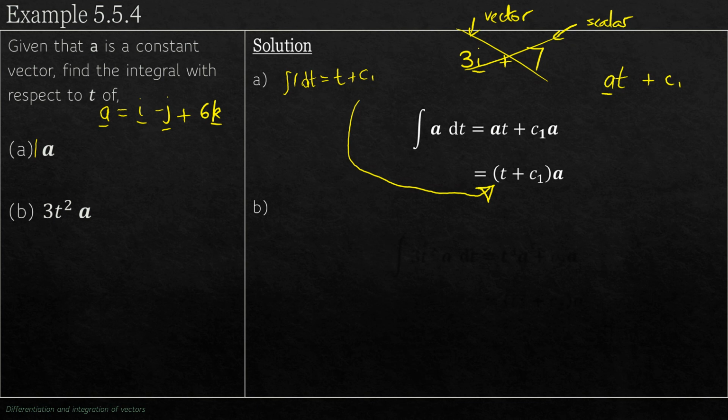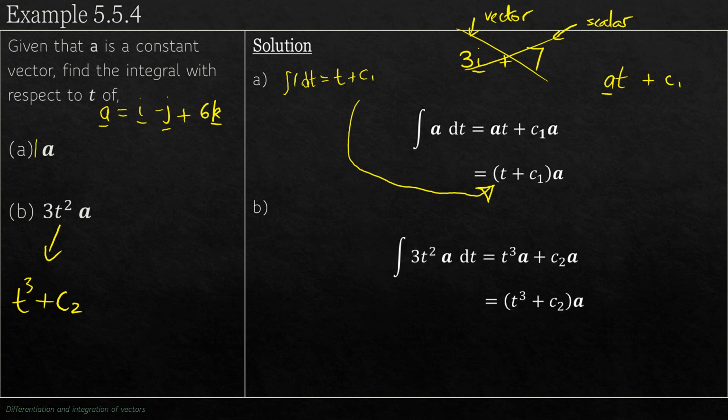Part B, similar situation. If you want to just focus on the coefficient, then the integral of 3t squared is t cubed, very importantly, plus a constant. And then for your answer, put that in front of whatever vector it came from. So 2 ways of giving you answers, both the same. And that concludes example 5.5.4.